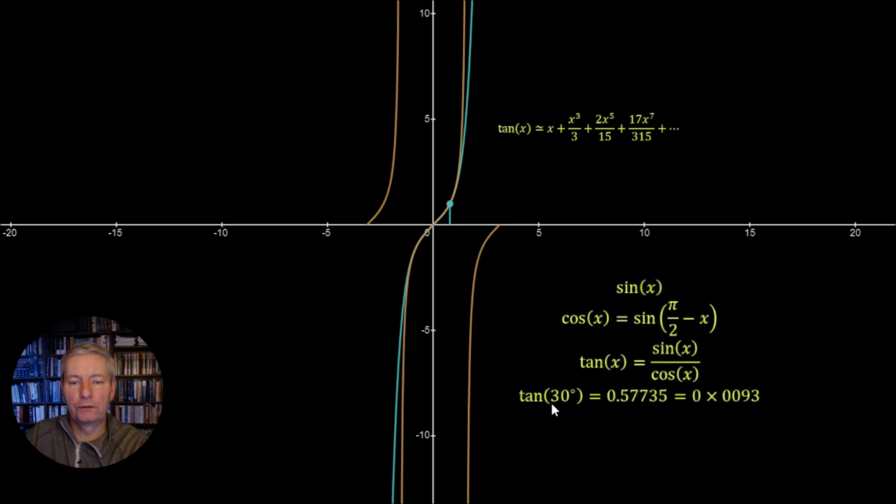So in the example we're going to look at, we're going to generate the tan of 30 degrees, which is 0.57735. So the correct answer we should get out whenever we run the algorithm is 0093. So let's see the code.